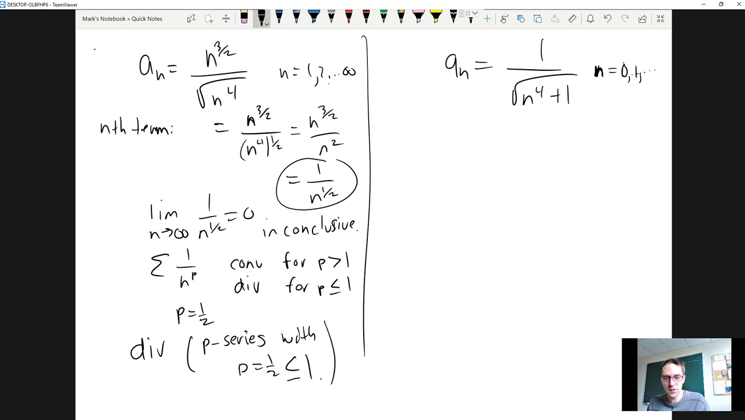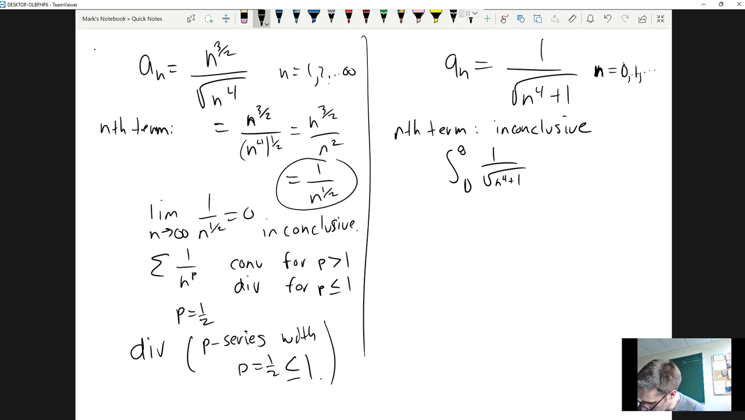Okay, so once we've simplified that down, that's a much easier problem. The second problem, though, is going to take a little bit more work. The nth term test is again going to be inconclusive, because the denominator goes to infinity, which makes this 0. It's not geometric, it's not telescoping, and the integral from 0 to infinity of 1 over root n to the 4th plus 1, that's a tricky integral. There may be a clever substitution that you could use there, but it's certainly not obvious what that would be.